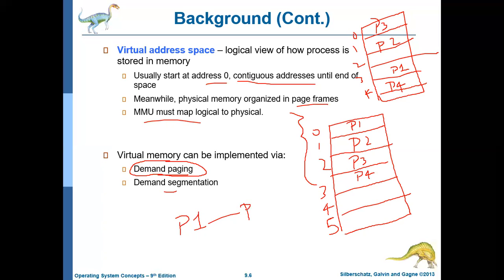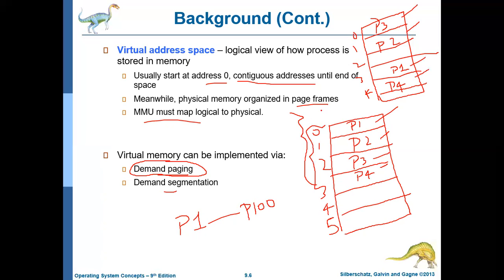You won't load all the 100 pages. Rather, I may load only the first 4 pages, P1, P2, P3, and P4. And that will be loaded contiguously in the logical memory, but in the physical memory, it may be scattered somewhere else. Initially, the operating system will execute only these pages, unless other pages are demanded.